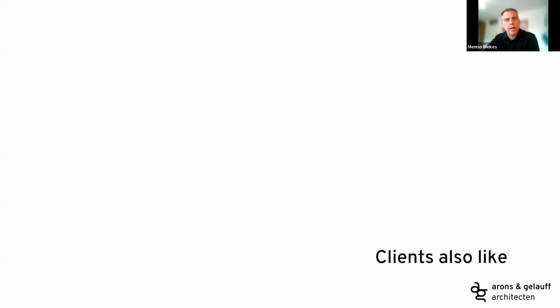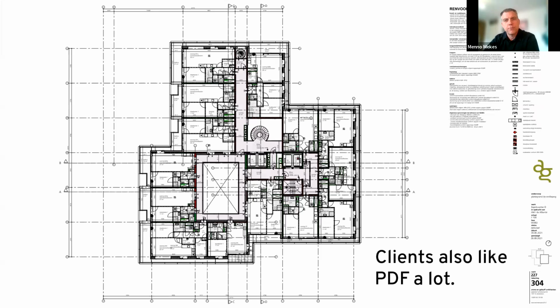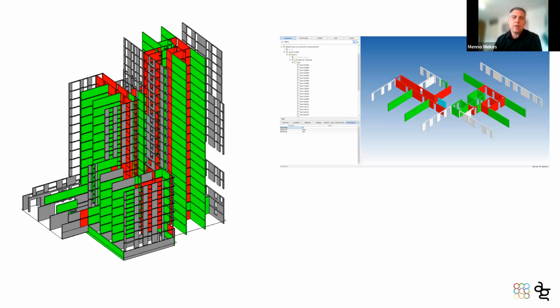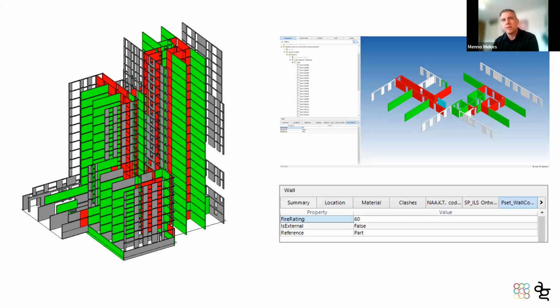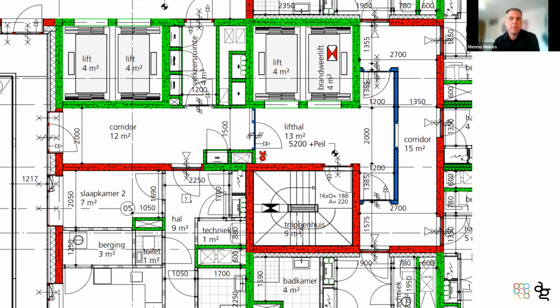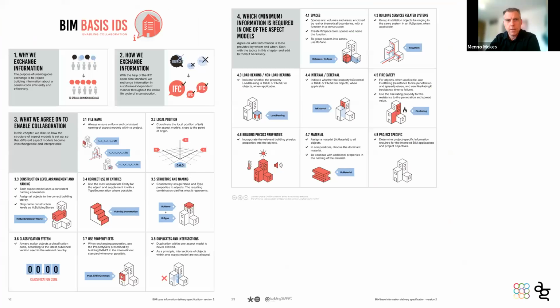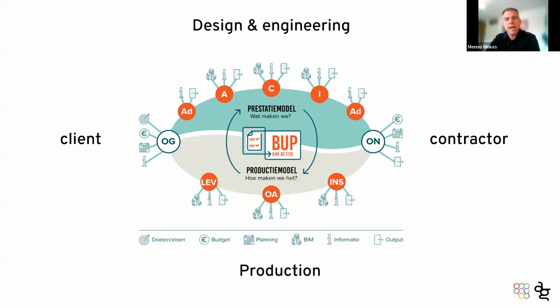And you know what clients also like? PDF. They don't even know or care that there is actually a BIM underneath that generates the annotations and fire compartment symbols and hatches for all the elements they see on their 2D output. So even before we start working with contractors or clients who actually use the BIM data, we already start to work with BIM. And we need that to work together on the project.